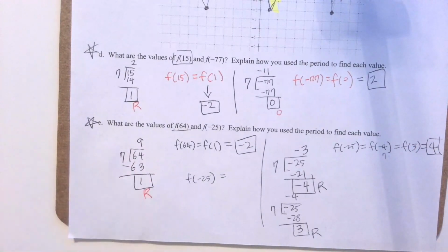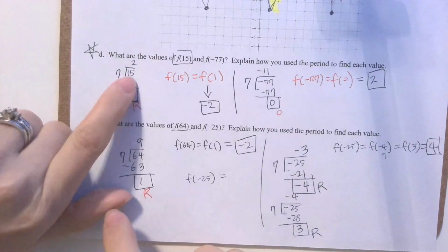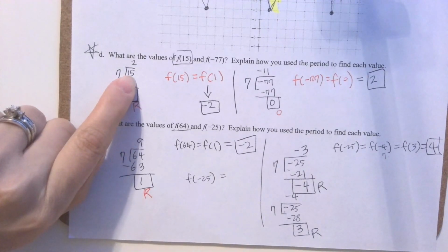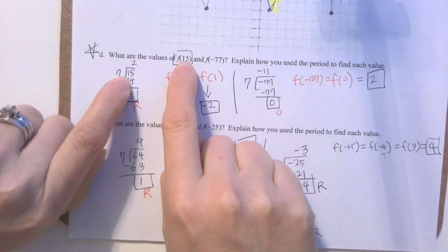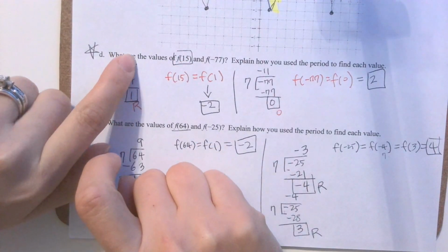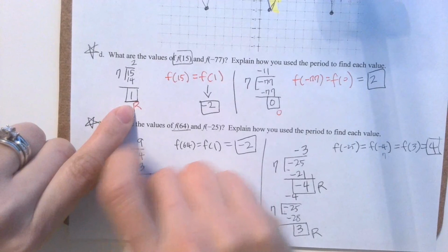Okay? So please know how to use your remainder to predict what's going to happen on any x values. So how do you do it again? Whatever x value you're trying to find, divide by the period. I don't care about the quotient. Find the remainder, and it's going to be the same as f of that remainder right here.